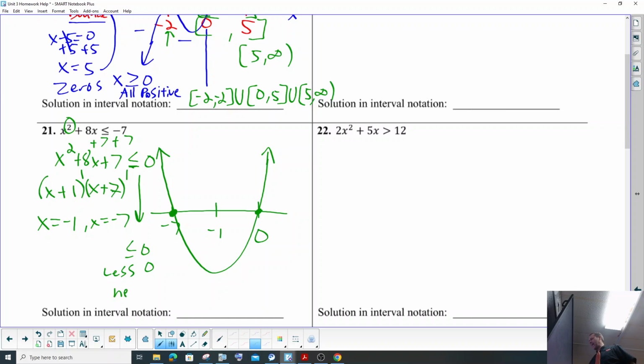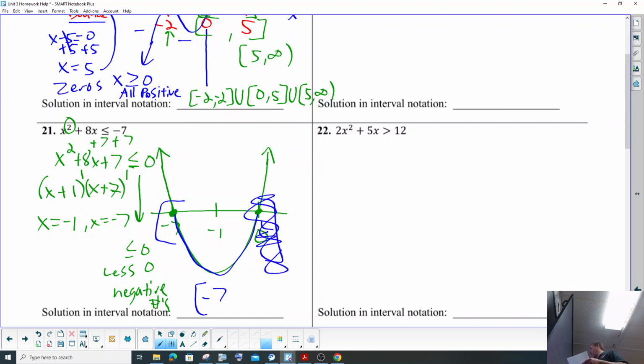Less than 0 are negative numbers, right? Negative numbers. And so we're going to go just from -7, negative numbers, to 0. And that's our answer. Oh, not 0, no. The other x-intercept was -1. I apologize, I was in a rush. Sorry. So -7 to -1 is our solution.